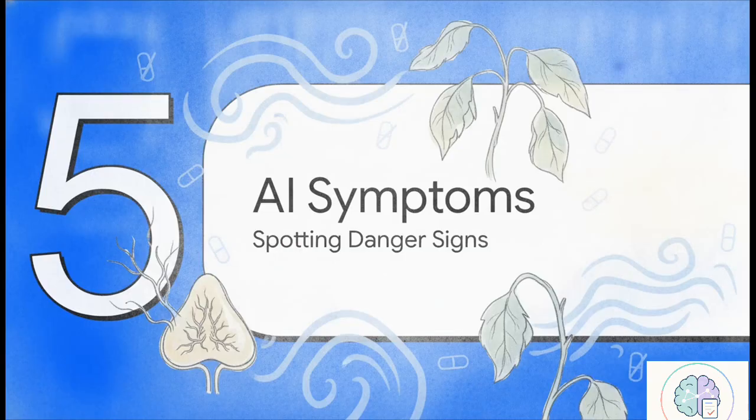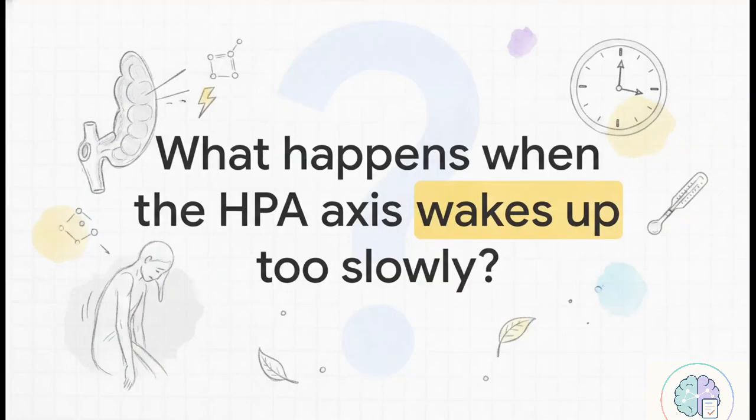Section 5. Adrenal insufficiency symptoms. So, I've got to ask you, what actually happens when the exogenous steroids are completely gone, but the HPA axis wakes up way too slowly to provide the cortisol needed to survive? The clinical manifestations of hypocortisolism are no joke, and you have to know how to spot them instantly.